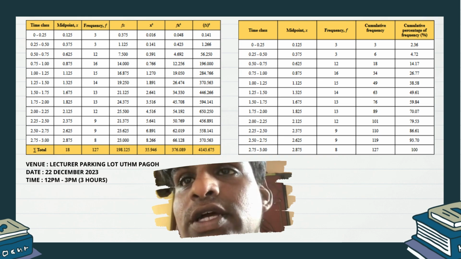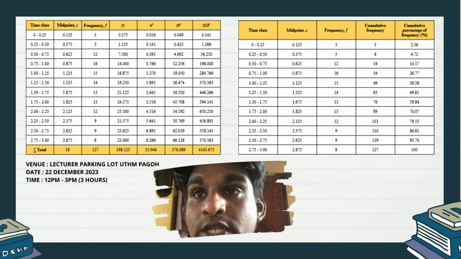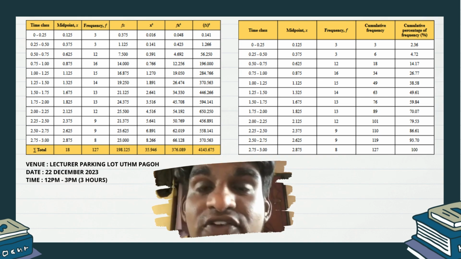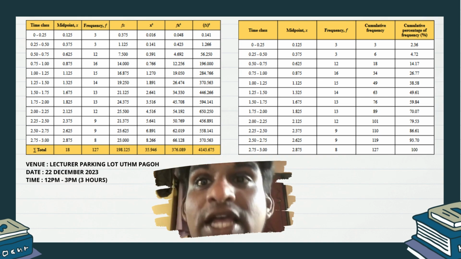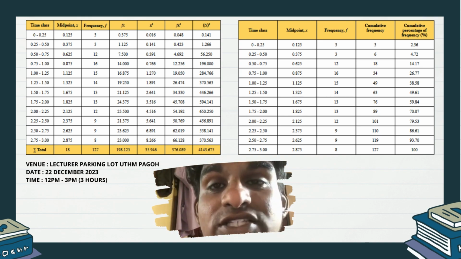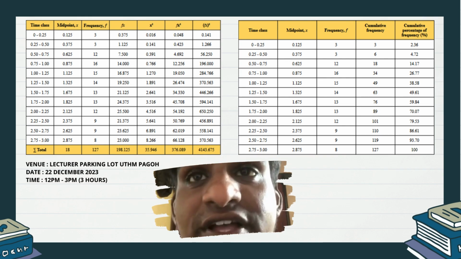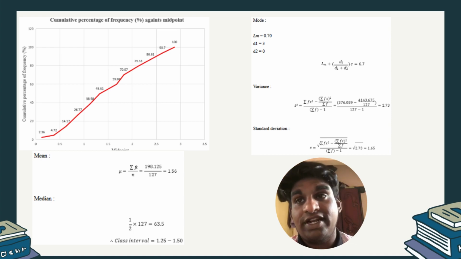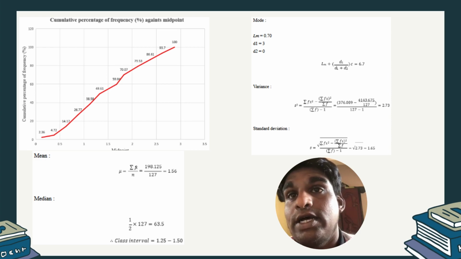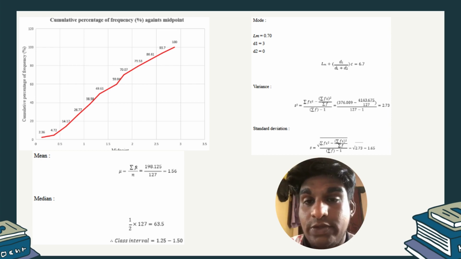So the calculation, the total: the midpoint is 18, frequency is 127, fx is 198.125, x square is 35.946, fx square is 376.089, and bracket fx square is 4143.675. Now is the graph section for cumulative percentage of frequency against midpoint. This is the graph that is starting from 2.36 until 100.